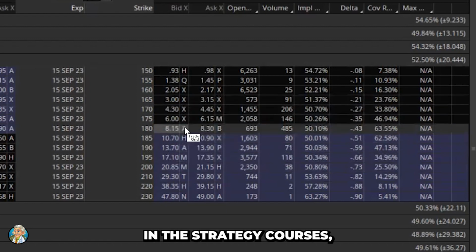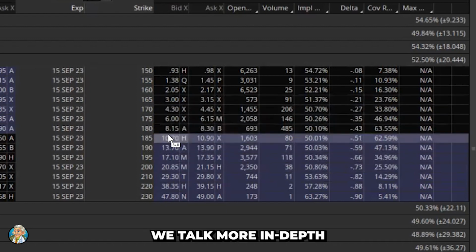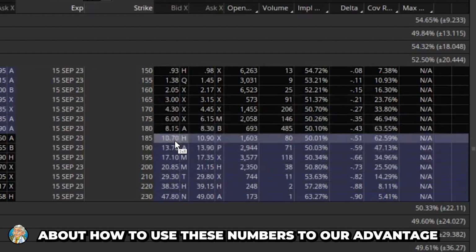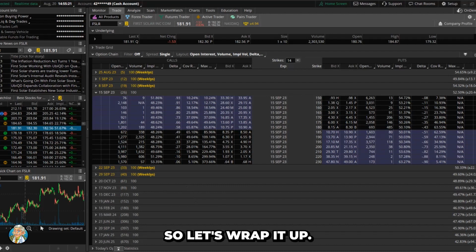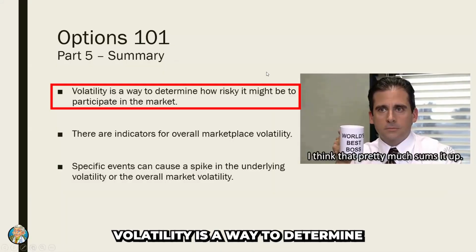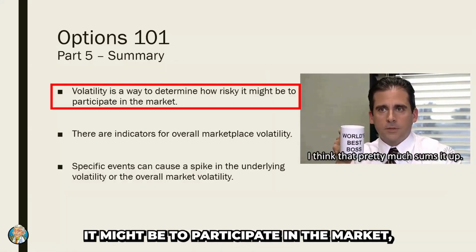And then, you know, in the strategy courses, we talk more in depth about how to use these numbers to our advantage and build a sound strategy around those. So let's wrap it up. Let me go back to our slideshow here and wrap it up for this part. Volatility is a way to determine how risky it might be to participate in the market.